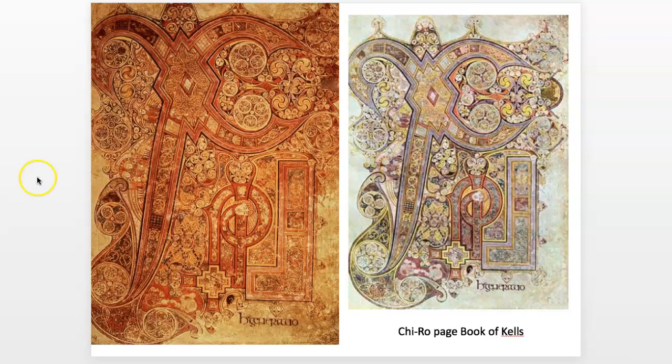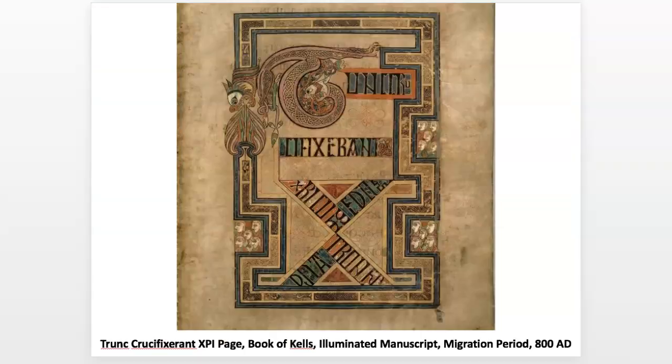Figures kind of emit out of the letters and shapes in this style, and you can kind of see a little bit of detail coming out. See here? There's a figure of a head coming out. This one has a lot of geometry in it. And it's pretty interesting because you kind of see here, let's go to the next slide. Hopefully it's on there. On this page, the Tunc crucifixerant XPI page, you get other types of figures, like dragonish looking figures coming out here.